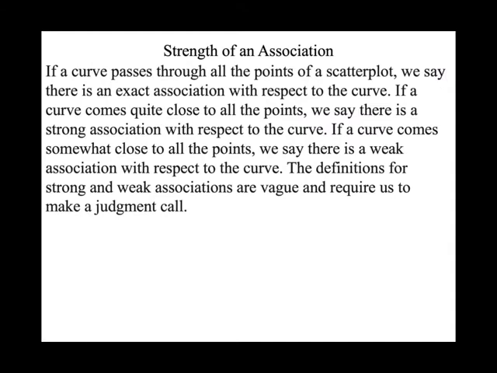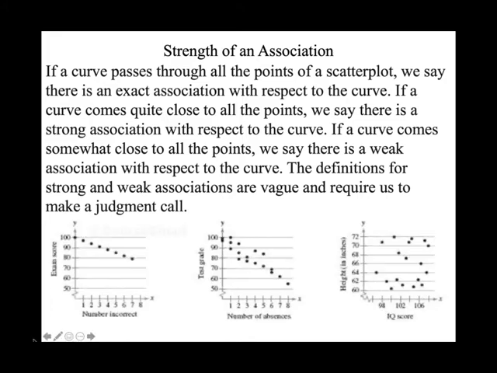Strength of an association. If a curve passes through all the points on a scatterplot, we say that there is an exact association with respect to the curve. Look at the pictures here. This is my scatterplot, and you can see I could draw a straight line on it, and all the points are on my straight line. So we say this is a perfect linear correlation. And since this has a negative slope, the slope is decreasing, so we could say there is a negative perfect linear correlation.